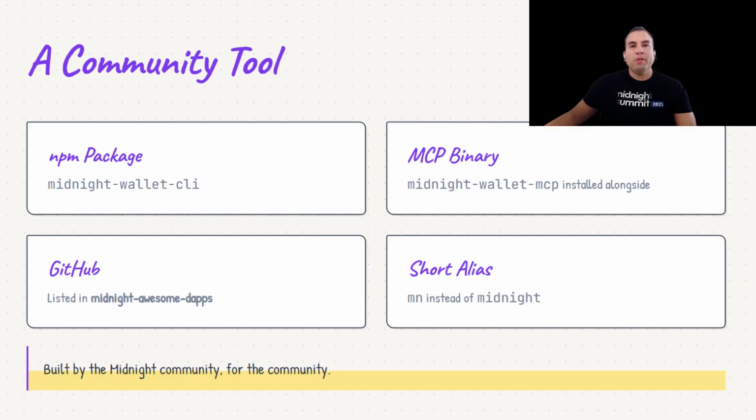One more thing before we go deeper. This is a community tool. It's listed in the Midnight Awesome DApp collection. It's open source and you install it from npm. Just run the command npm install midnight-wallet-cli and you are good to go. It installs two binaries, midnight or MN for short, and midnight-wallet-mcp for the AI agent integration. All right, that's the overview. Now let's get into the details.